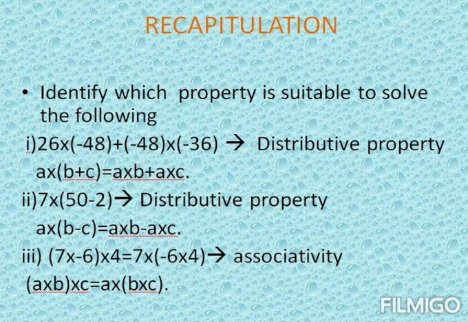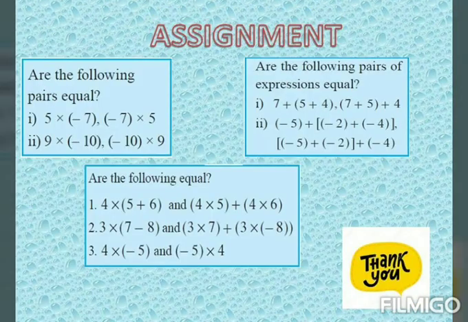Next one, 7 into 50 minus 2. Here also the distributive property. Next one, the associative property. Compare all the properties and identify it.